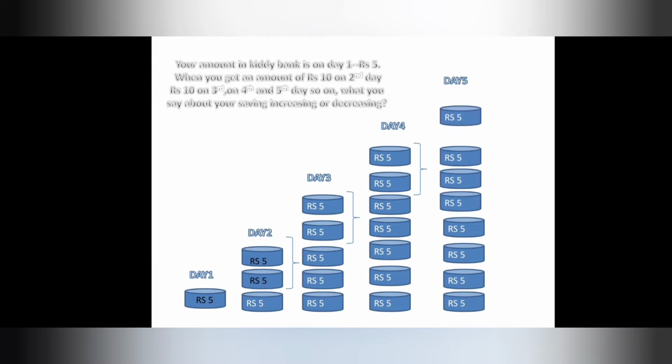if 10 more rupees are added to your savings on day 4 and day 5, then which word suits your savings in your kiddie bank, whether it's increasing or decreasing? How do you describe your savings? Which word suits your savings? Yes, it's increasing, and it's increasing on a constant basis, which is rupees 10 each day. This constant increase is considered as a pattern.